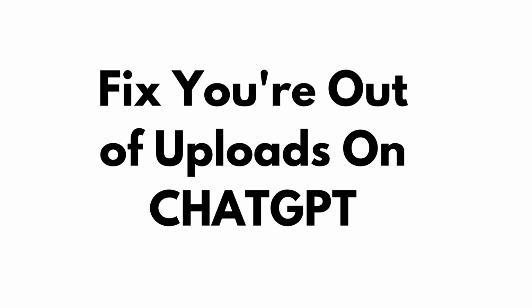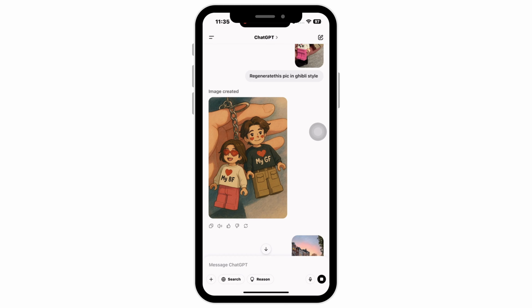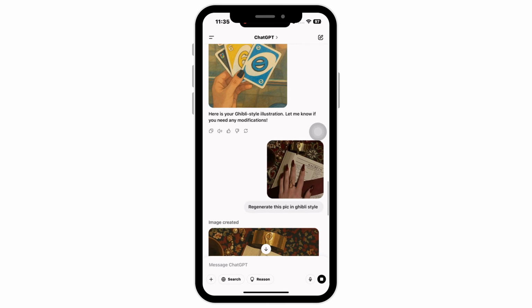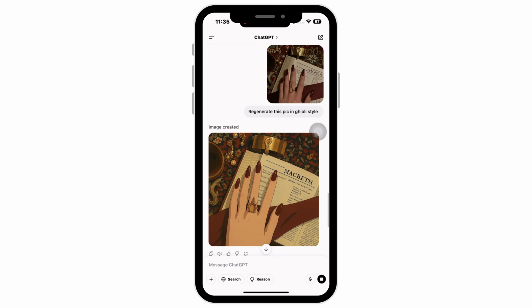How to fix your out of uploads on ChatGPT. Let's get started. This usually happens when you have hit the daily upload limit, especially common for free users, or the system is temporarily throttling uploads due to high traffic. So the very first solution is wait it out. Upload limits reset daily. Just come back in a few hours or tomorrow and try again.